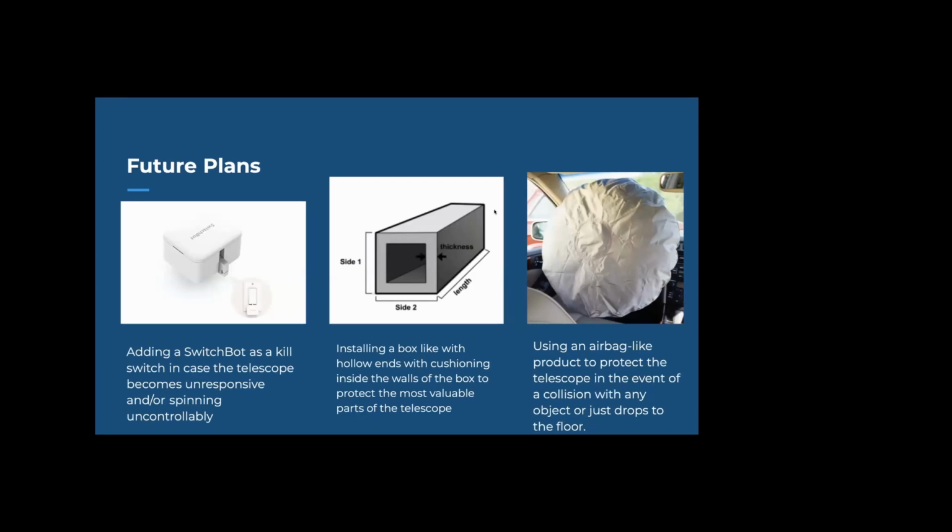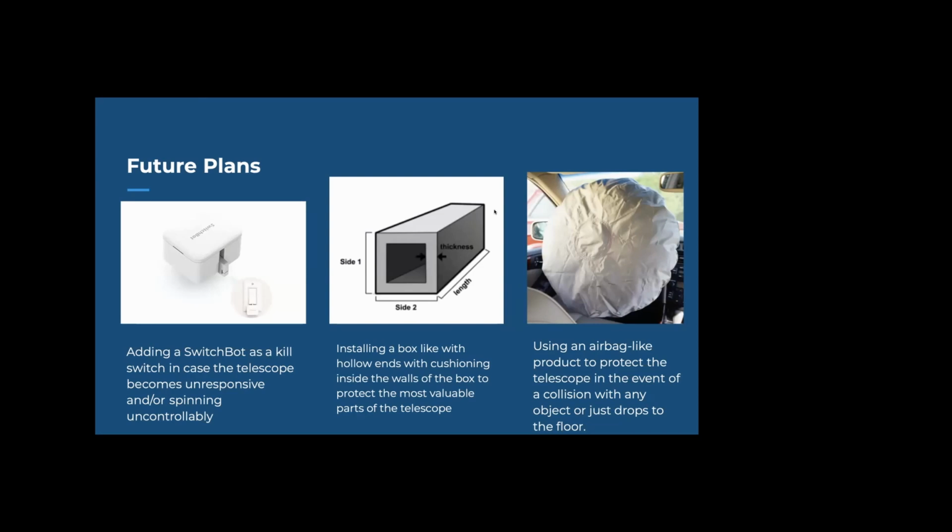All right, so for our future plans, we came up with three plans. The first one is adding a SwitchBot as a kill switch in case the telescope becomes unresponsive and can spin uncontrollably. It's just there as a safety protocol.